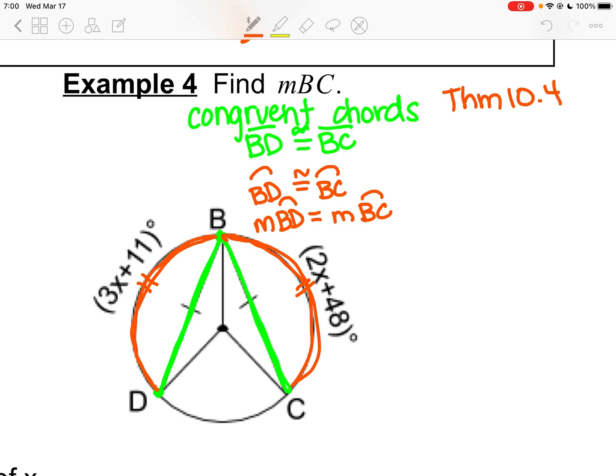All right, so using that, I'm going to plug in things that I know. So the measure of arc BD is given by the expression 3x plus 11.